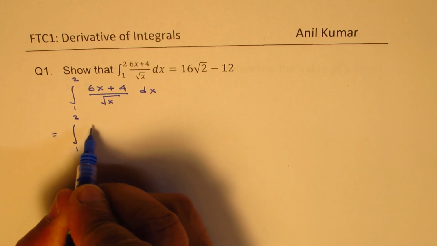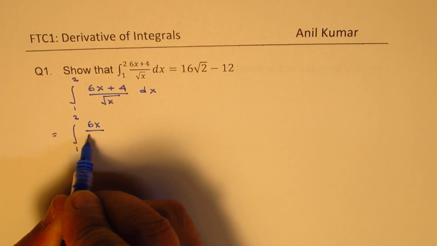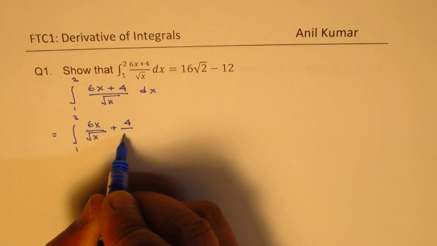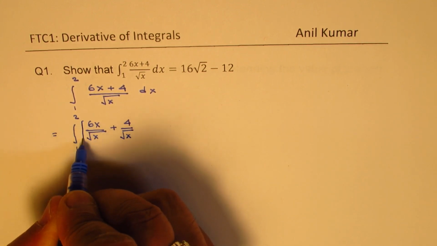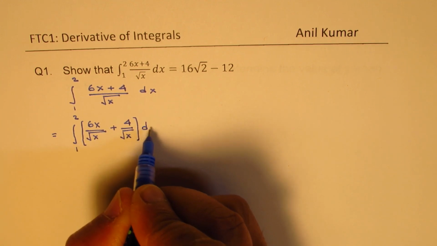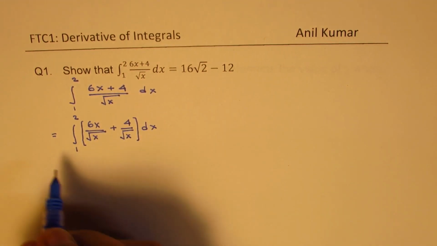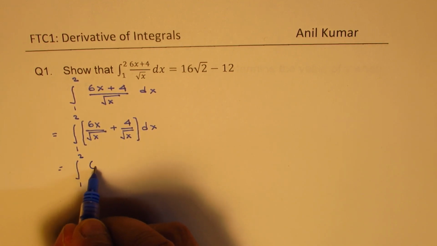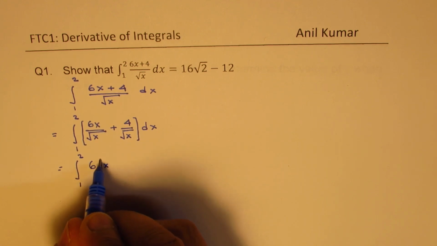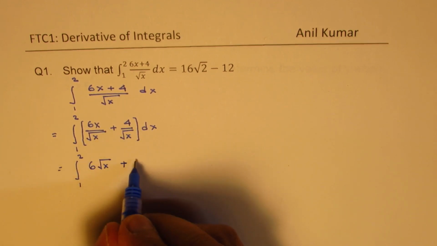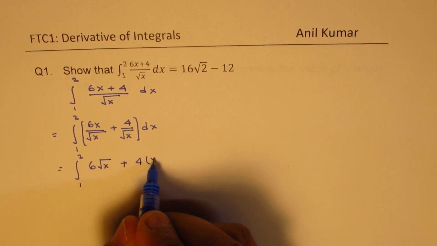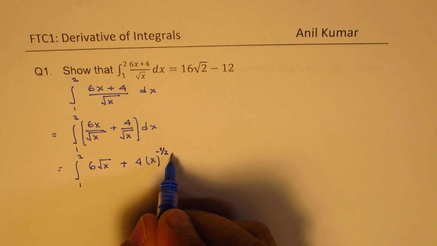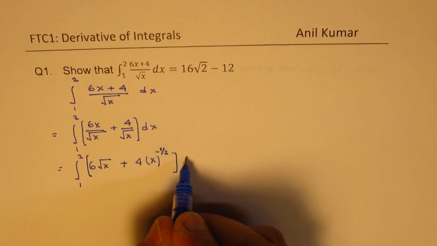So what we get here is 6x over square root of x plus 4 over square root of x, correct? So we'll find the integral of this. Now that could also be written as the integral from 1 to 2 of 6 square root x plus 4, which we can write as x to the power of minus half, dx.